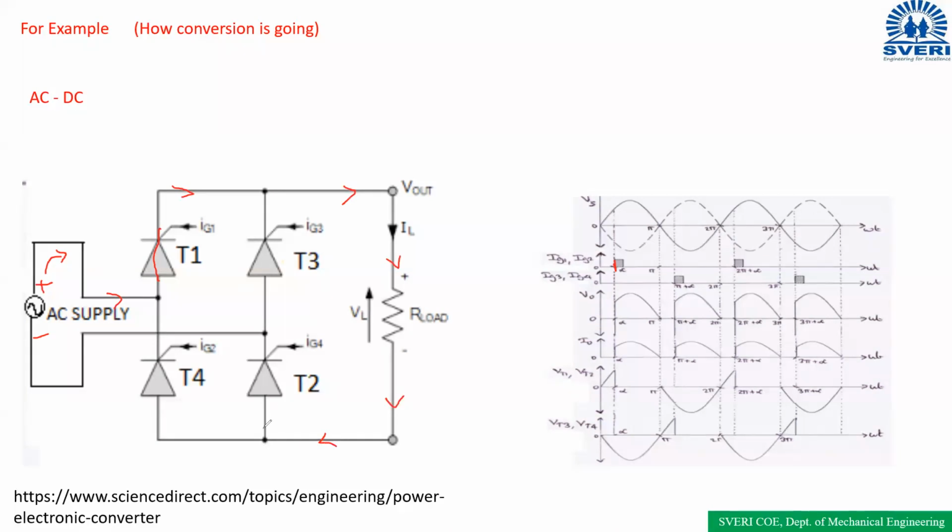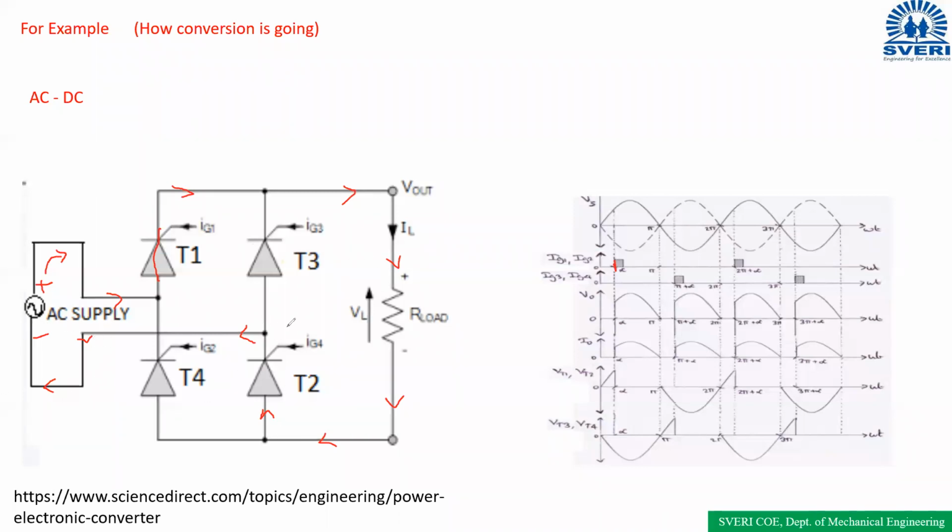And here, which device is turned on? T2. T2 is turned on because we have given the gate pulse for T2. And the current is flowing through this circuit, through this path: from the positive terminal, through T1, the load, and T2, to the negative terminal of the supply voltage.